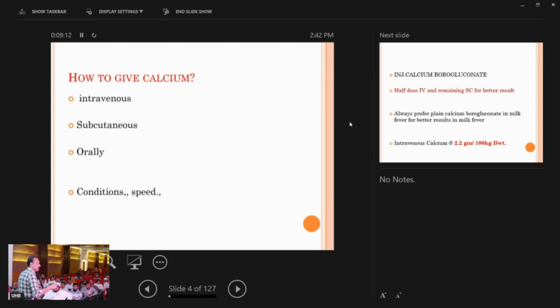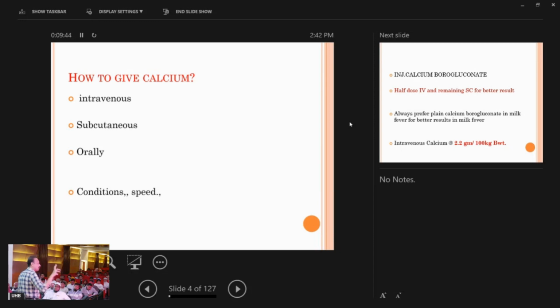Subcutaneous calcium, half dose IV and half dose subcutaneous, you give in milk fever to prevent recurrence. And orally, for increasing the milk yield or for routine follow-up, you can give calcium syrup. Whenever you are giving calcium, the speed should be very slow. You should not give it very fast or hurry it. You have to give it drop by drop, slowly, over a period of 10 to 15 minutes.